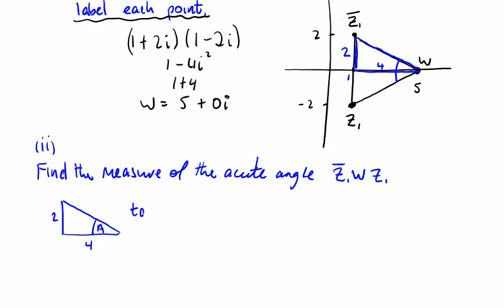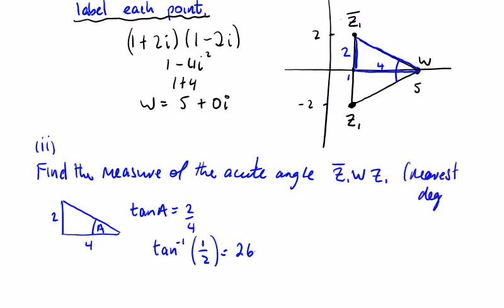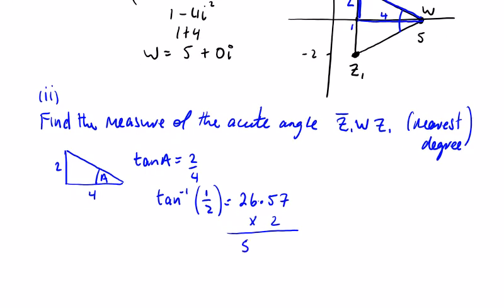So we have the two straight sides, so the tan of A is 2 over 4, which is a half. So the inverse tan of 1 over 2 is going to give me, on a calculator, 26.57. I should have written this to the nearest degree here. So take 2 decimals, 26.57. And if I multiply that by 2, I'm going to get 53.14. So 53 degrees to the nearest degree.